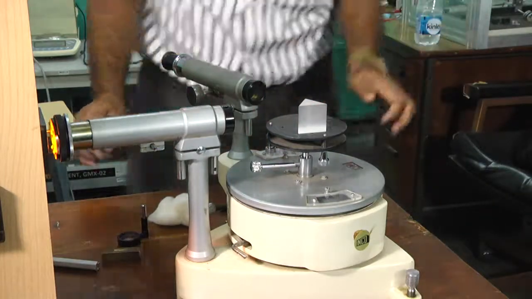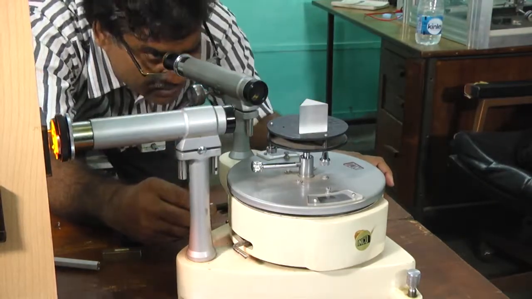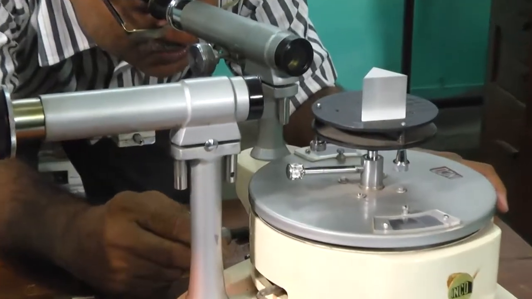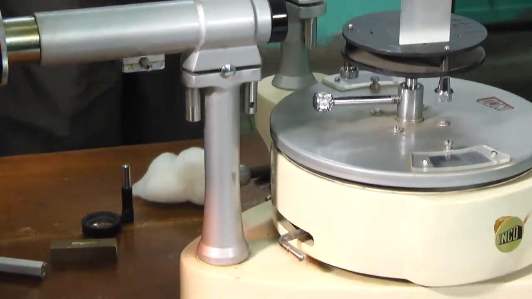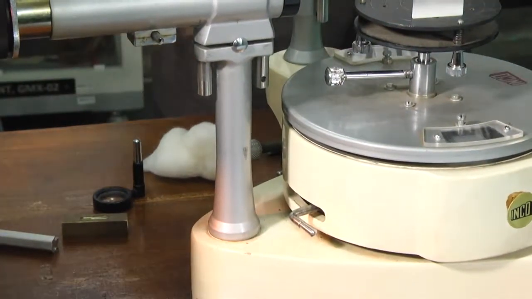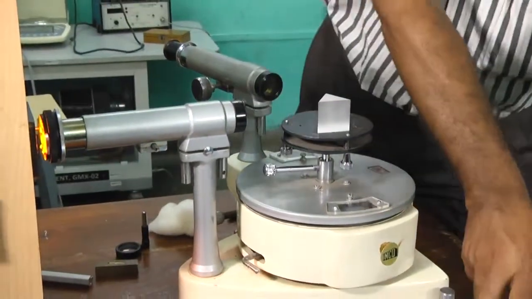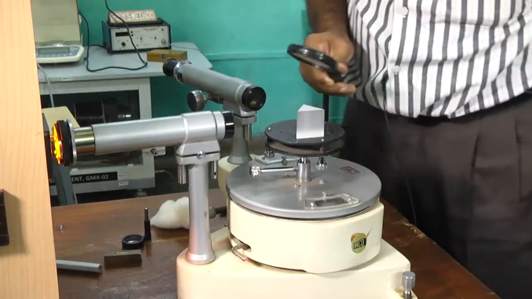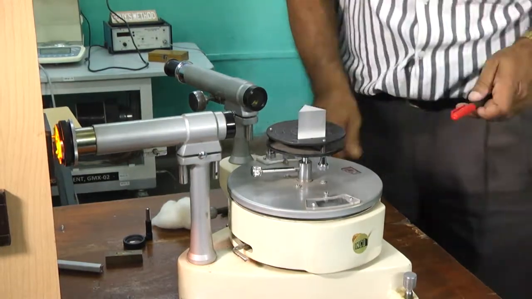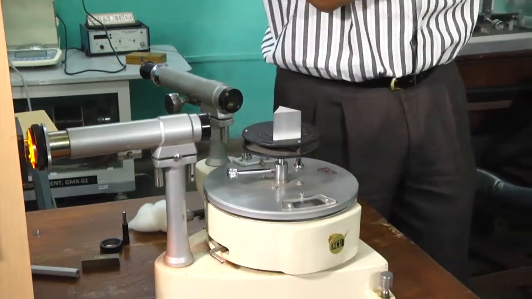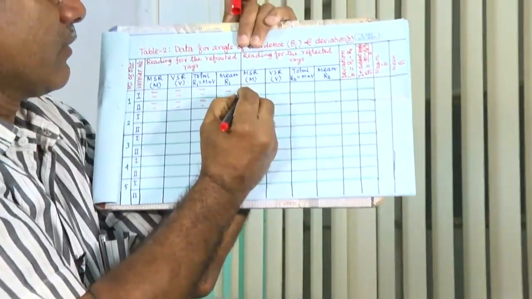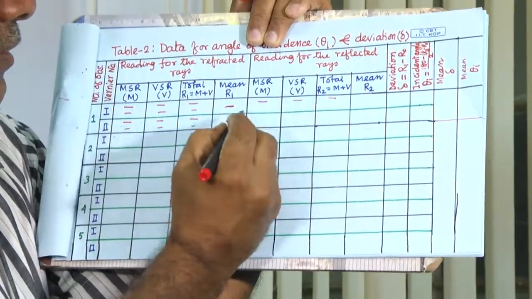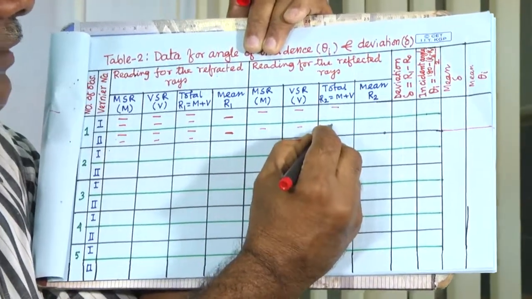Okay. So then I will use the fine screw and set at the cross position of the crosshair. Yes, I have set. So this is the position for the reflected rays. Now I will take the reading for vernier 1 and vernier 2, then note them down.